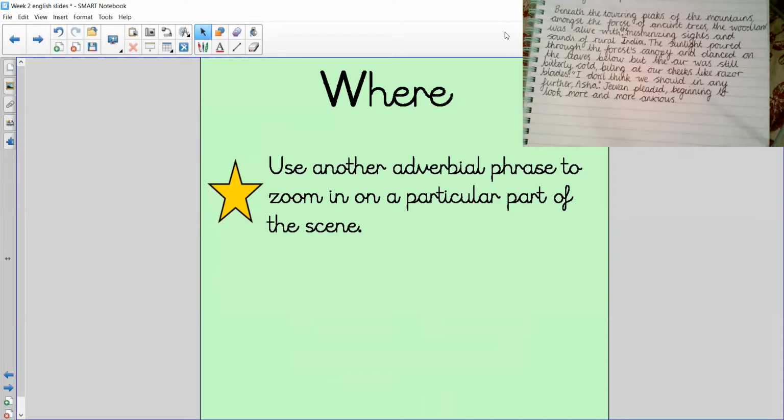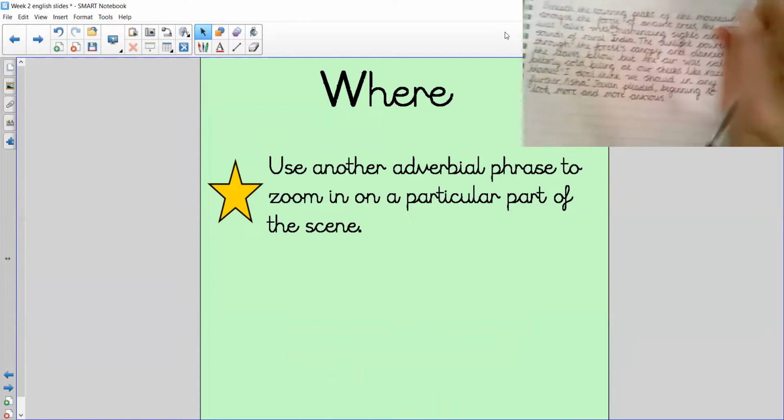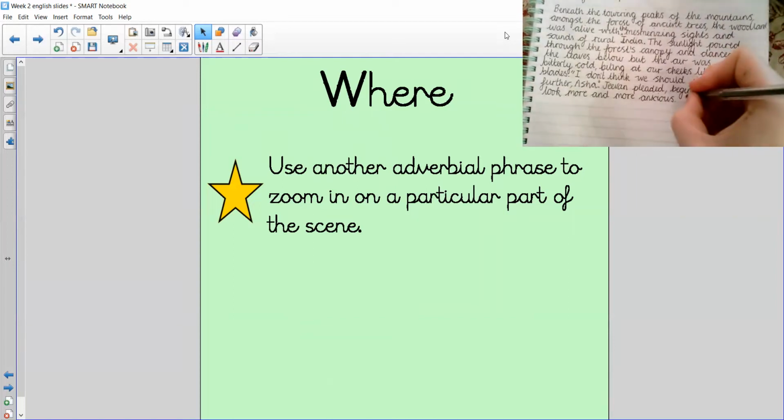It's sunny, but it's really cold. Jeevan's feeling worried. Now I'm going to zoom in a little bit more about what I can see. So I think, looking back at my picture, I'm going to start to describe the pine trees, because the pine trees are quite an important part of our forest. So I'm going to start with a fronted adverbial, and I'm going to go with a where.